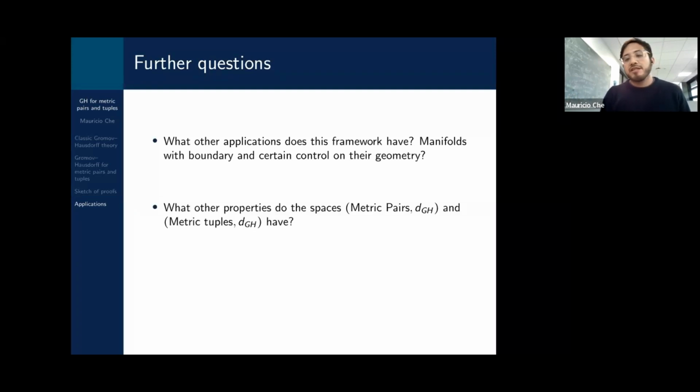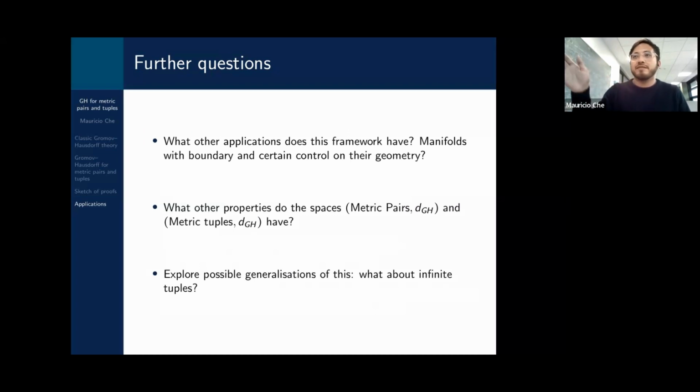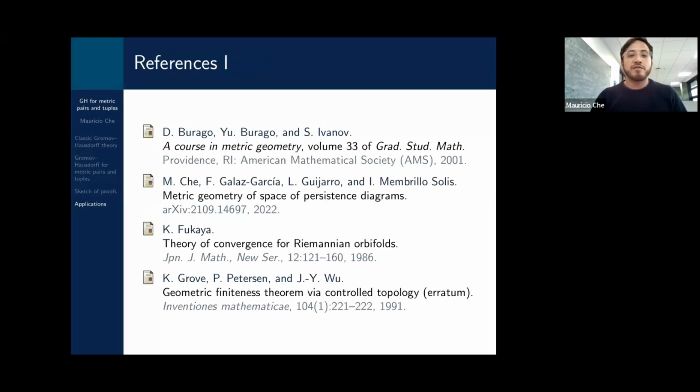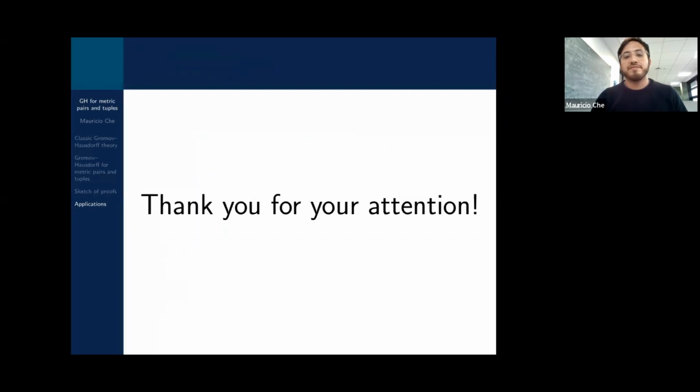Another question that might be interesting is what other properties do these spaces have, the spaces of metric pairs and metric tuples with the Gromov-Hausdorff distance? And finally, is it possible to generalize this even further? Maybe we could consider, instead of finite tuples, infinite tuples, like sequences of nested spaces. And what can we say about them? So that's all I wanted to say, and thank you very much for your attention. Here are some references. Thank you very much.